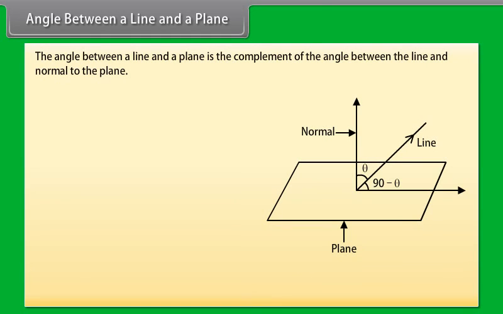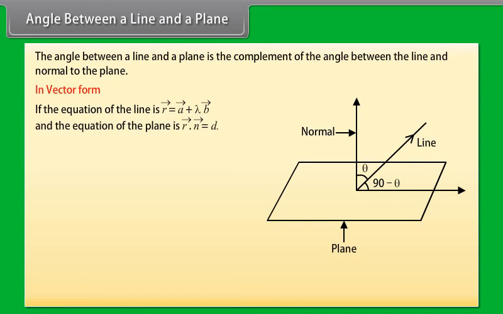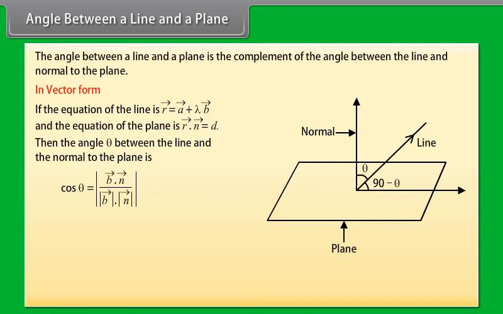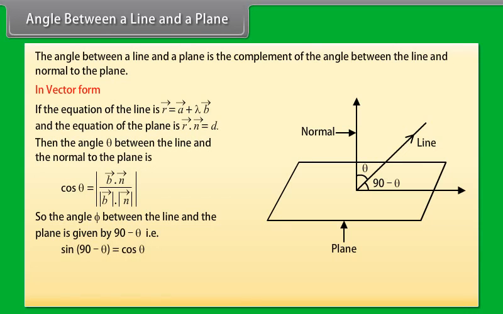Angle between a line and a plane. The angle between a line and a plane is the complement of the angle between the line and normal to the plane. In vector form, if the equation of the line is vector r equals vector a plus lambda vector b, and the equation of the plane is dot product of vector r and vector n equals d, then the angle theta between the line and the normal to the plane is cos theta. So the angle phi between the line and the plane is given by 90 minus theta, that is, sin of 90 minus theta equals cos theta.